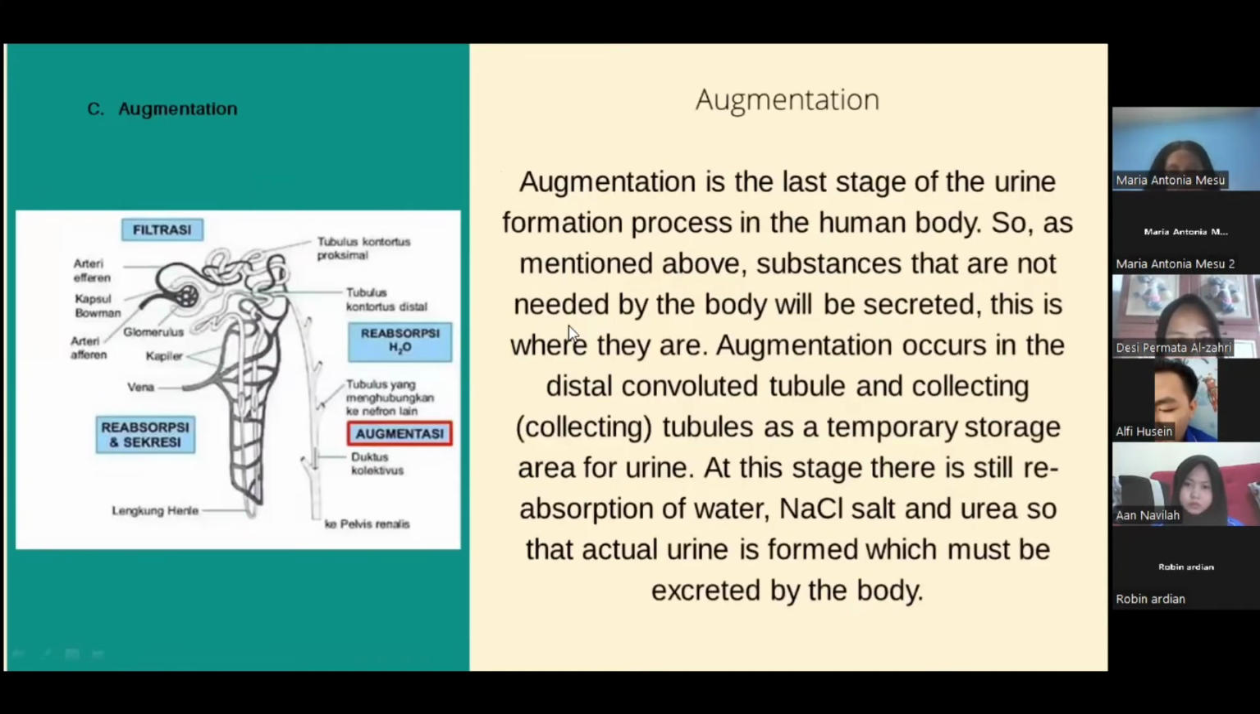C. Augmentation is the last stage of the urine formation process in the human body. So, as mentioned, substances that are not needed by the body will be secreted. Augmentation occurs in the distal convoluted tubule and collecting tubules, a temporary storage area for urine. At this stage, there is still reabsorption of vitamins, minerals, and salts, so that actual urine is formed, which must be excreted by the body.